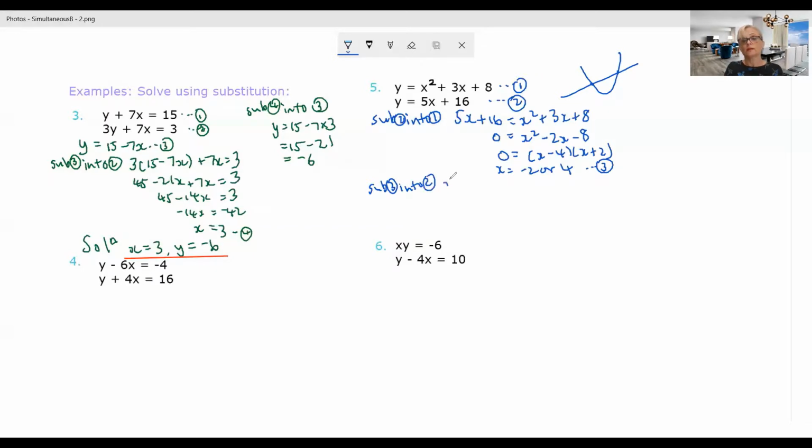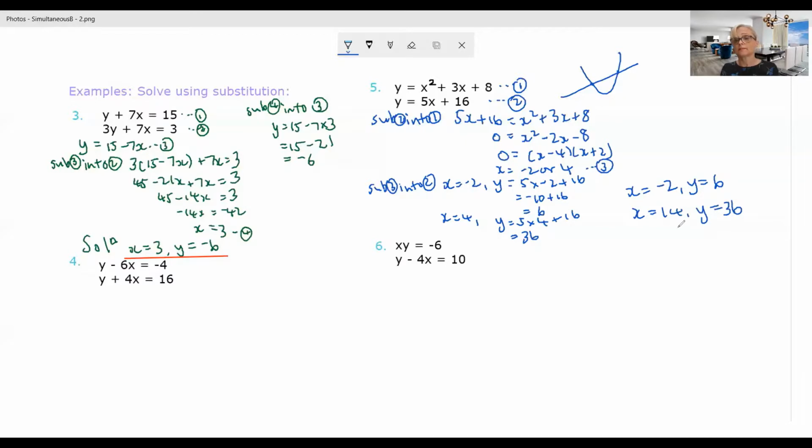So when x is negative 2, y is 5 times negative 2 plus 16, which is negative 10 plus 16, which is 6. So the first solution is x is negative 2, y is 6. The second one, when x is 4, y is 5 times 4 plus 16, which is 20 plus 16, which is 36. So x equals 4, y equals 36. Why did I write 14 there? Sorry about that. x is 4 and y is 36.